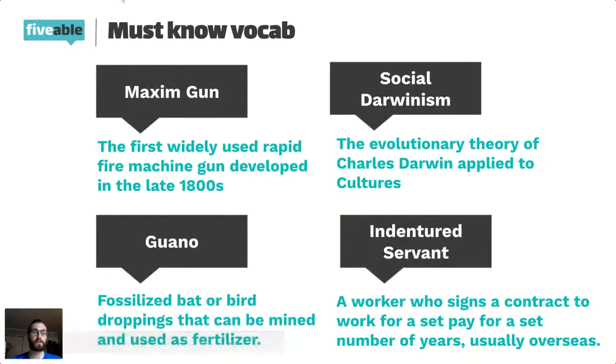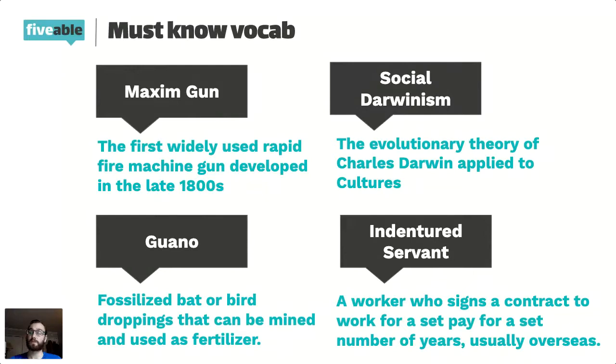These are some must-know vocab that's going to be important throughout this. We're going to use these terms. So for example, the Maxim gun, which is sometimes called the very first machine gun. That's not technically true, but it's the first widely used machine gun. Some people might have heard of something called the Gatling gun, which is a kind of machine gun that came before the Maxim gun, but it was not widely used.